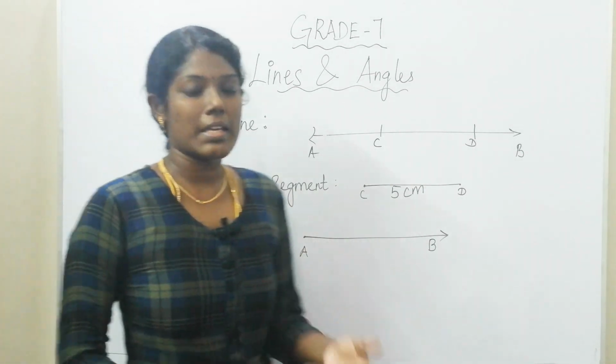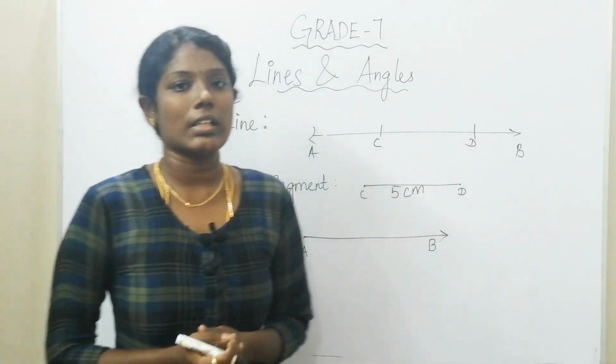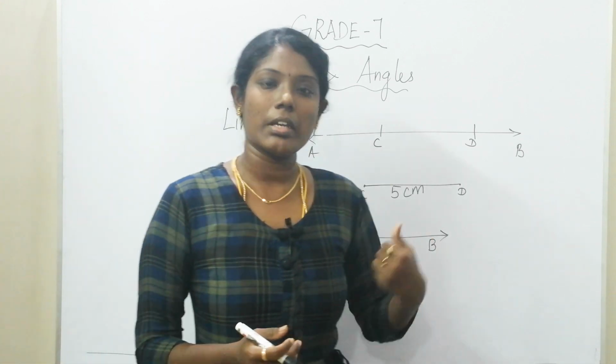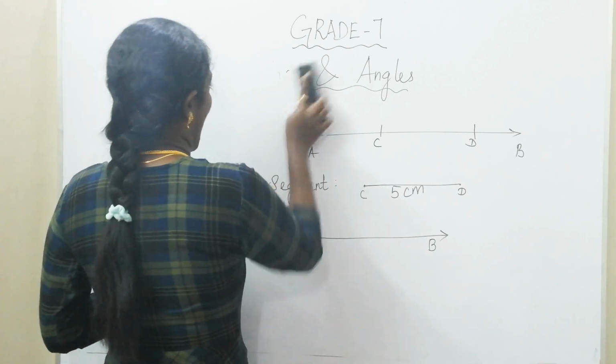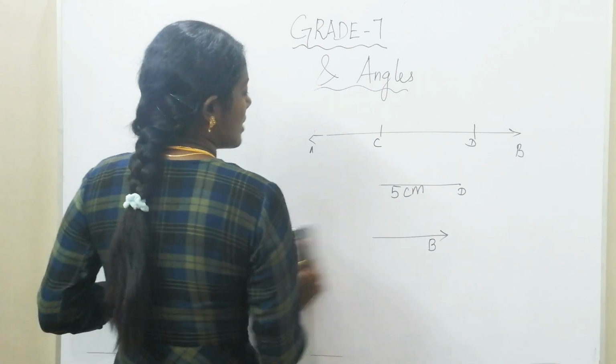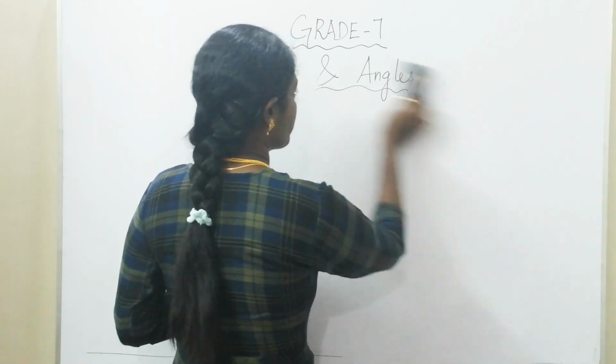Now these are all basics that we've already learnt in our lower classes. We know what is a line, what is a line segment, and what is a ray. Now we are going to start with what is an angle. What is an angle is what we are going to learn now.